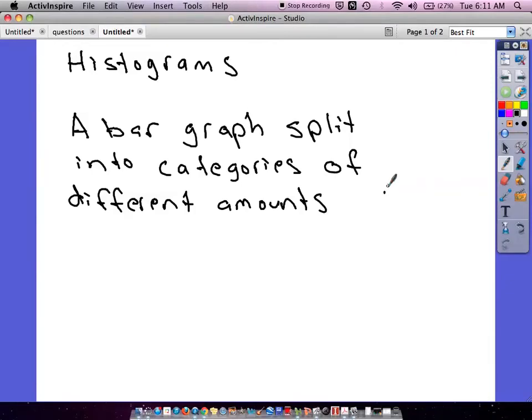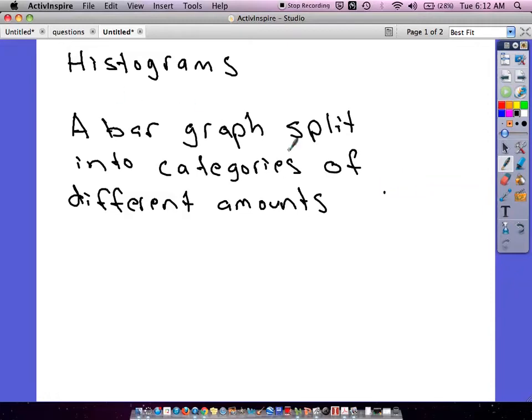A new graph we're going to talk about is a histogram. And a histogram looks a lot like a bar graph, but there's one main difference. On a bar graph, you're taking a category, let's say you're doing people's favorite colors. At the bottom you list red, green, yellow, blue, whatever. And the bar would go up as high as how many people liked that color. That would be a bar graph.